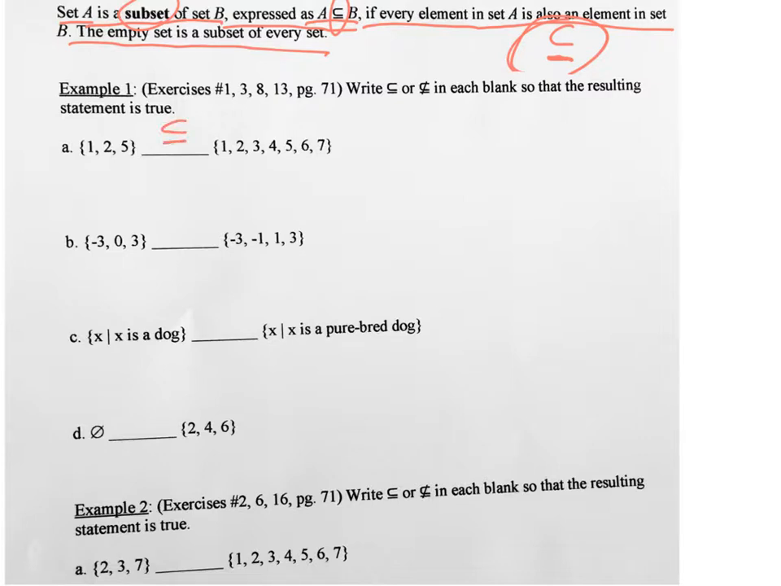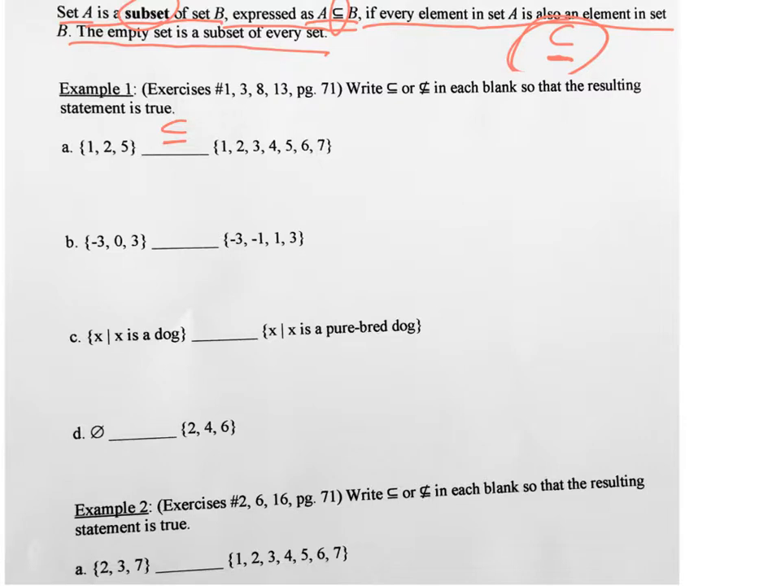As usual, that's a sad drawing on my part, but that's me trying to draw the squished C with the little underline below it. So we'd say the set of 1, 2, 5 is a subset of the set of 1, 2, 3, 4, 5, 6, 7. Let's try B.